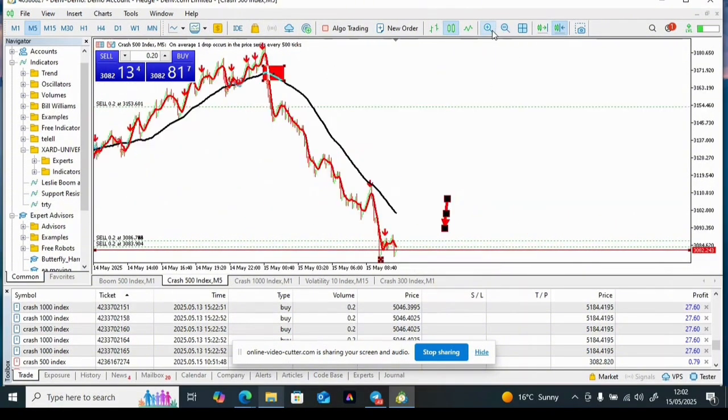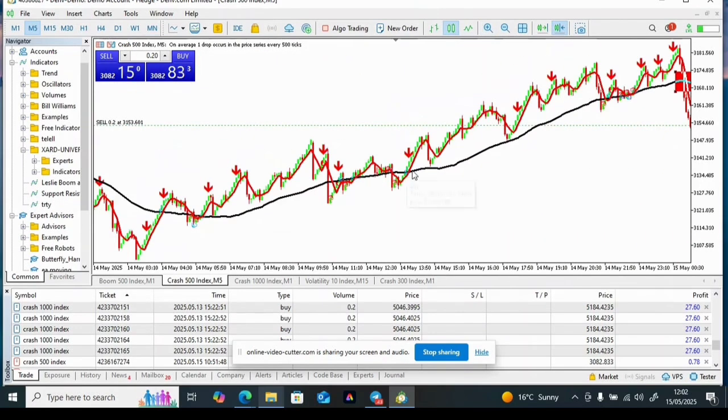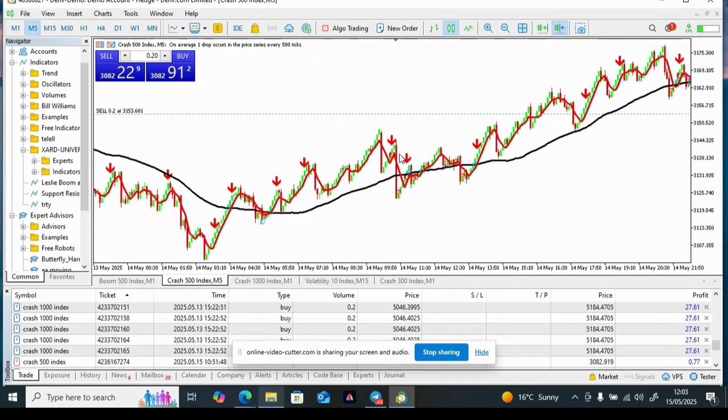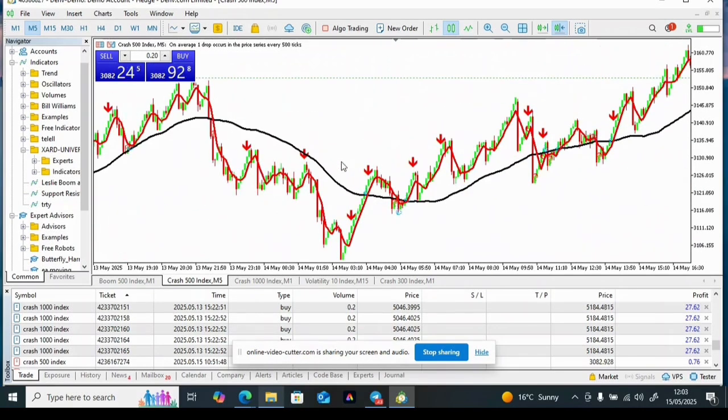You don't trade when the moving 5 is above the moving 60. You don't want to risk that. To be honest, you don't want to risk when the moving average is above 60. You get what I'm saying? You don't want to risk that. That's the main thing, guys.